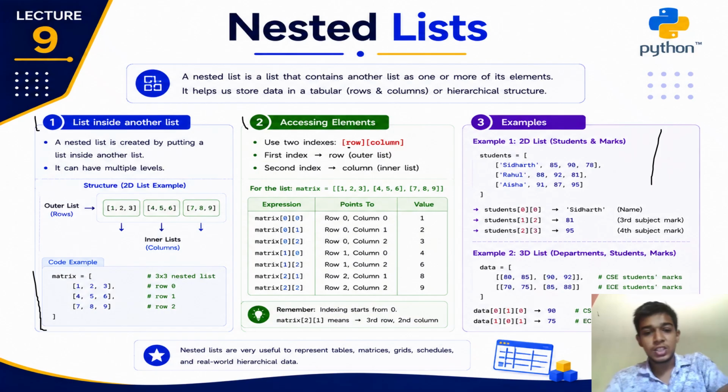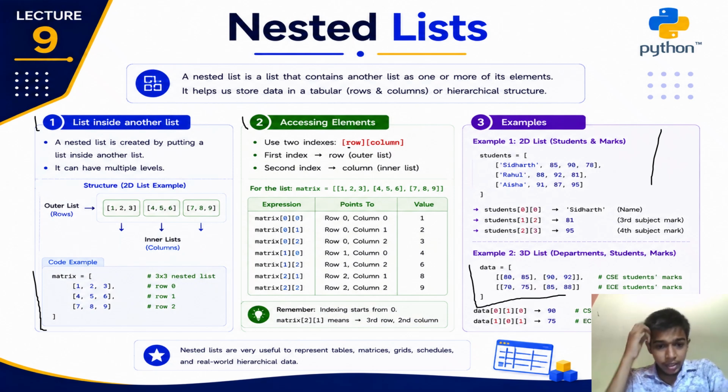Now, 3D nested lists. Nested lists can also have more than two levels. For example, data is equal to, you can see this example. This is called a 3D list. Here the first level may represent department, the second level student, and the third level marks.